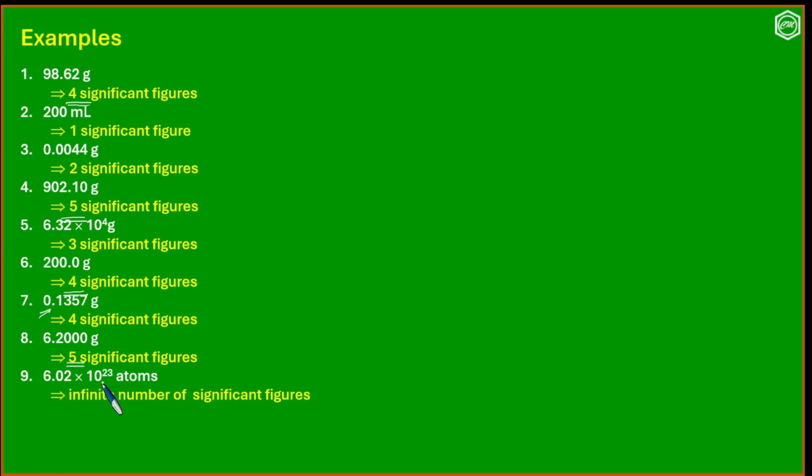Now in 6.02 into 10 raised to 23 atoms, here it is a counting number. So therefore this will have infinite number of significant figures. Example 10 400x, that also is a counting number. So it will have infinite number of significant figures.